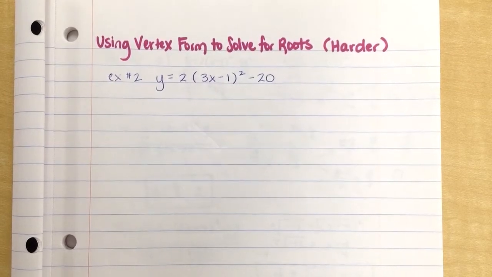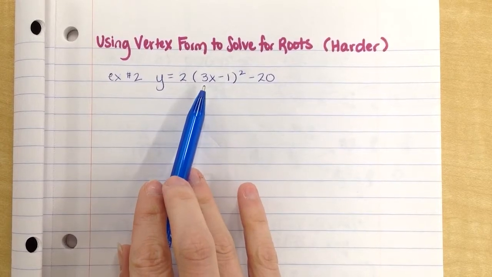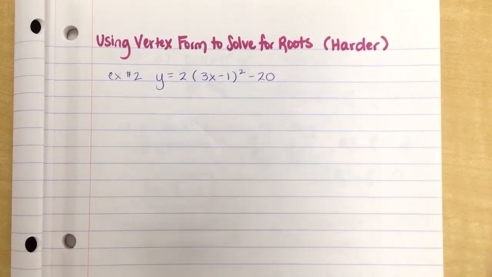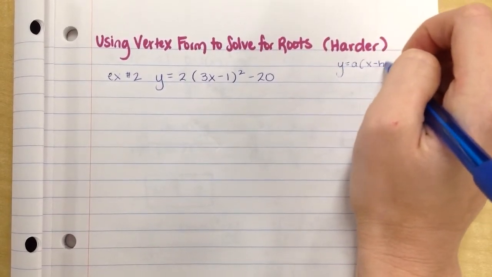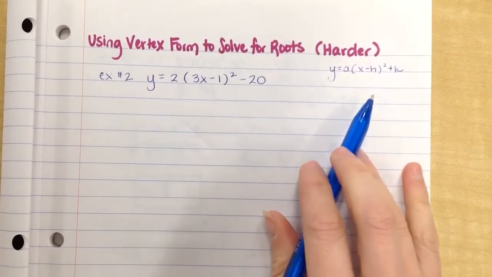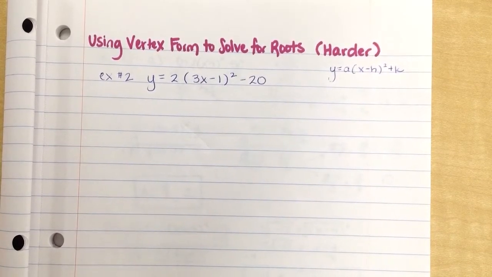When we have a problem like this, noticing that there's an a on the outside, an a on the inside, an h on the inside, and a k on the inside. Again, going back to what we know about our vertex form, which is written like this, always, with that a on the outside, h and k vertex form, we can use the exact same steps, except that in this case there's going to be a few more steps added, obviously.